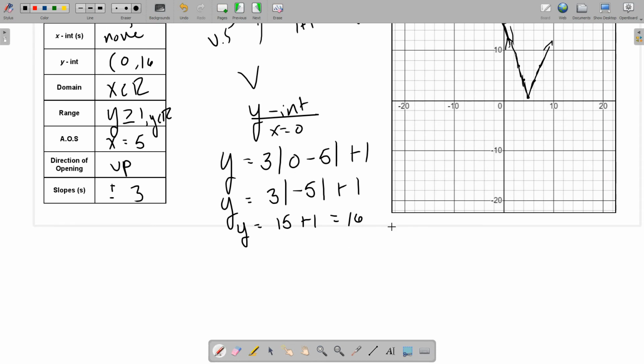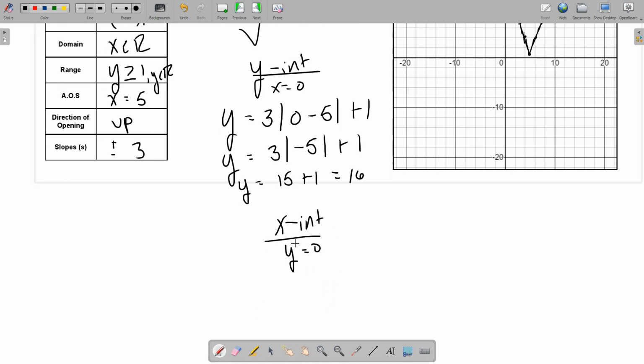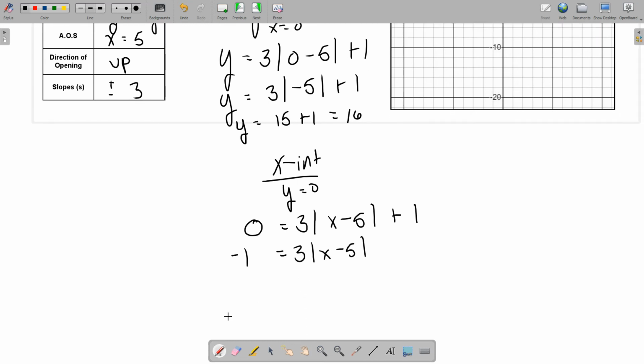But oh yes, before I move on, let's say you didn't graph it or didn't realize that there were going to be no x-intercepts. Let's try finding an x-intercept just for fun. When I look for an x-intercept, my y is equal to 0. So 0 is equal to 3 times the absolute value of x minus 5, plus 1. Minus 1 from both sides, so I've got -1 is equal to 3 times the absolute value of x minus 5. Then I'll divide by 3, and so I've got -1/3 is equal to the absolute value of x minus 5. This right here is not possible, because the absolute value can't evaluate to a negative.